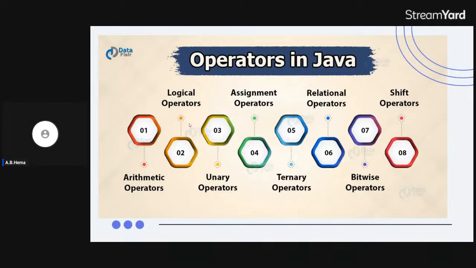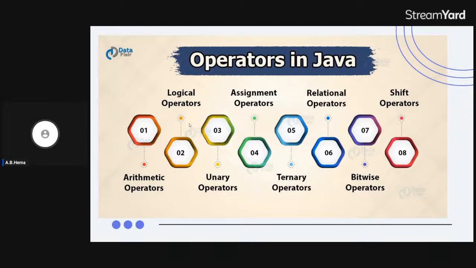Next, we have logical operators, which perform logical operations on two operands. Like we have logical and, logical or. In logical and, what happens? If both the operands are true only, it returns true, else it returns false. Whereas in logical or, it returns true if both the operands are true, or if either of the operands is true, it also returns true, else it returns false, which means only if both operands are false it returns false.